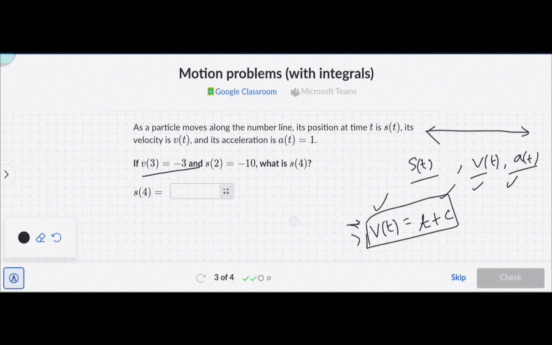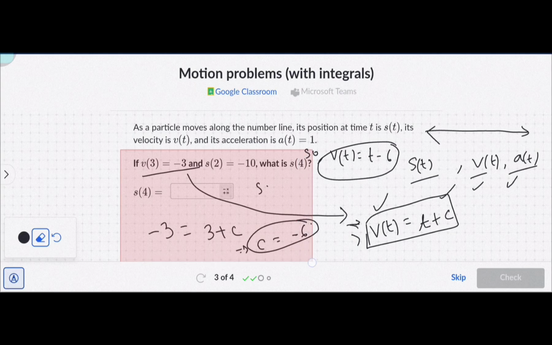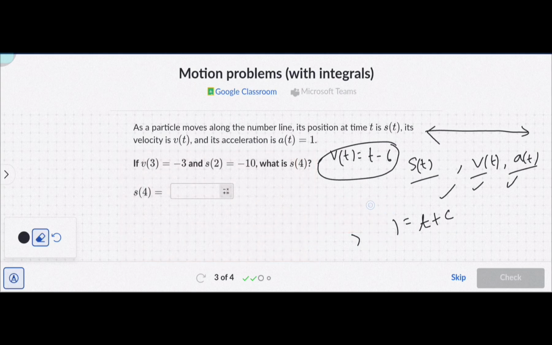Putting the boundary condition here: t is equal to 3, v is equal to minus 3. So what is c? Minus 6. So c is minus 6. So we get v(t) is equal to t minus 6. Now let's find s.